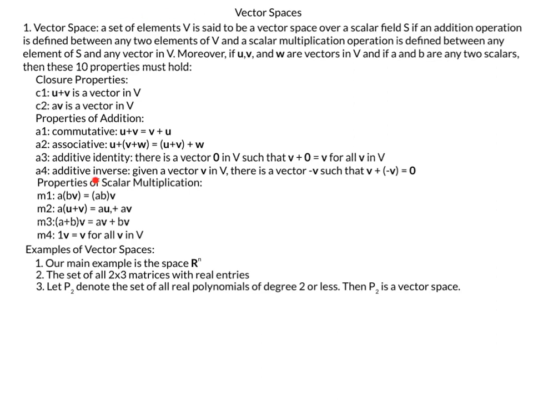Now that we have the definition of a vector space, we are going to look at three examples. The first one is the space Rn. We will look in particular at R3.